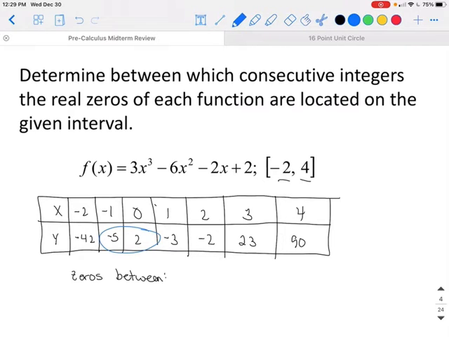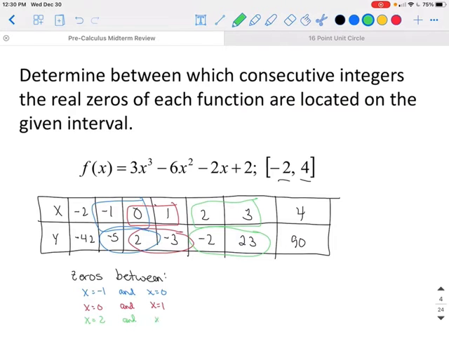We go from a negative y value to a positive y value when x is between negative 1 and 0. We go from a positive y value to a negative y value when x is between 0 and 1. And we go from a negative y to a positive y, which again means you had to have crossed 0 at some point, between the x values of 2 and 3.